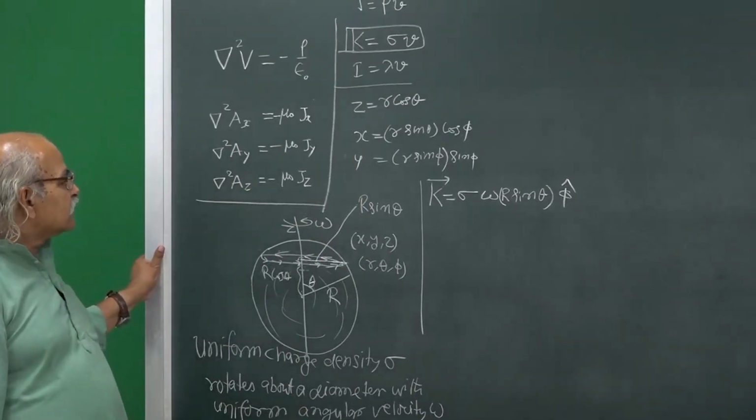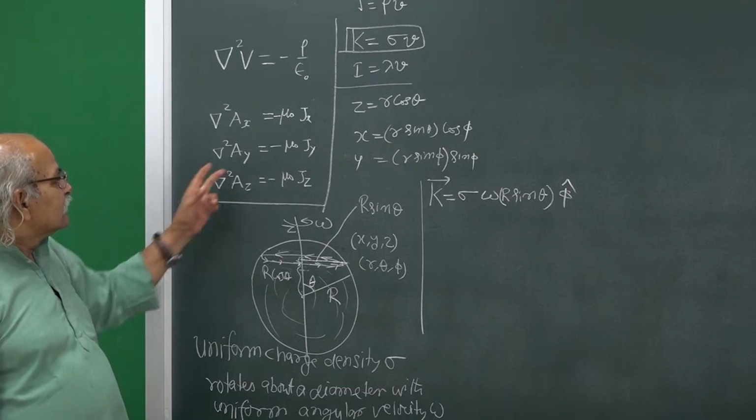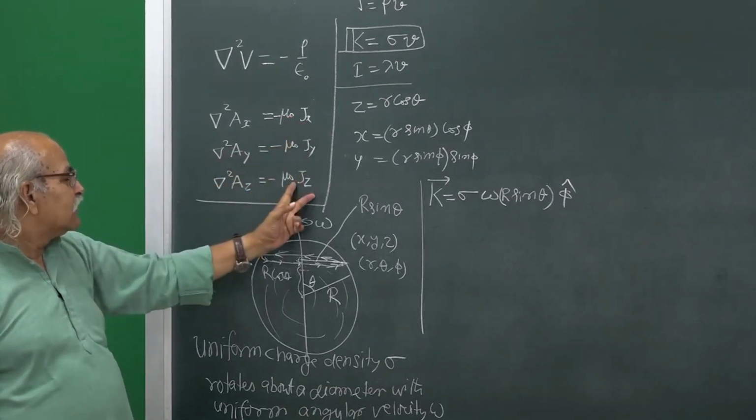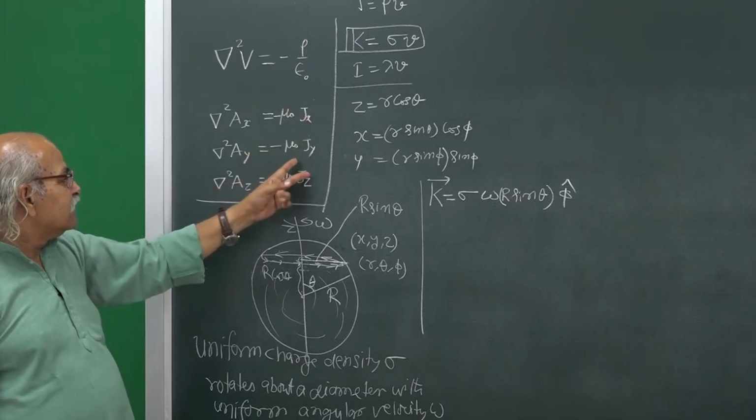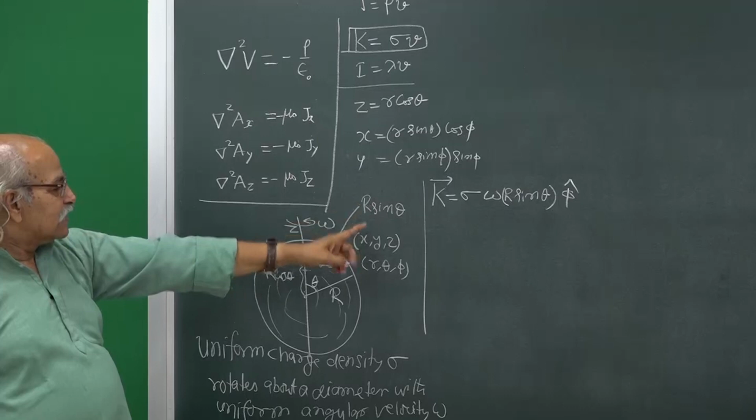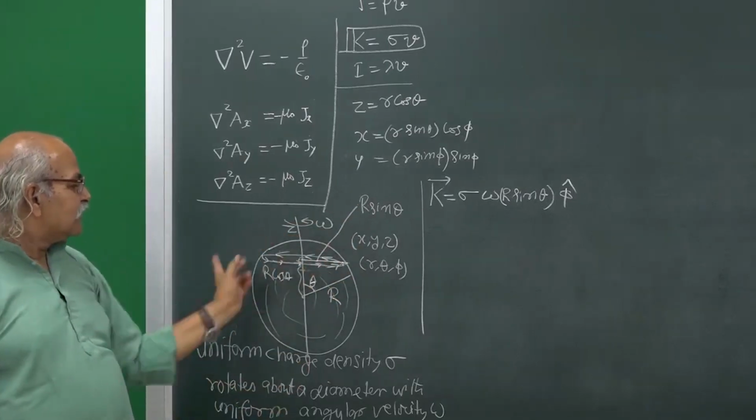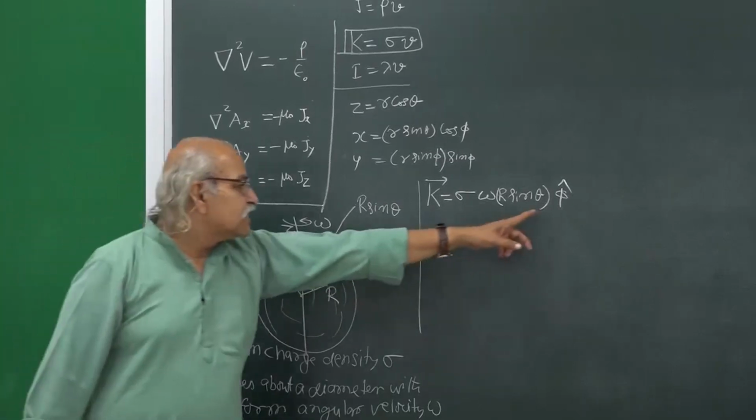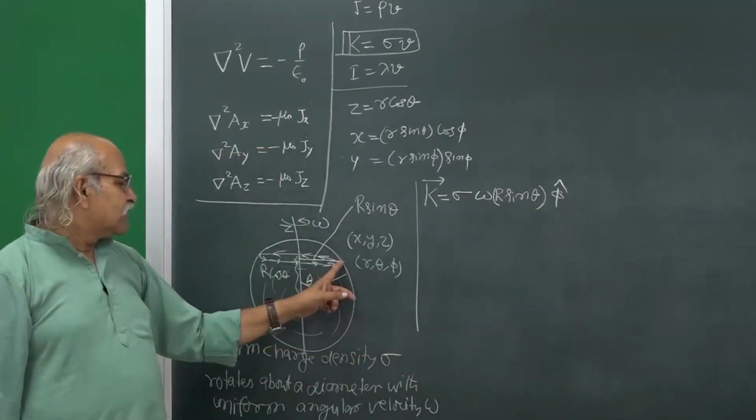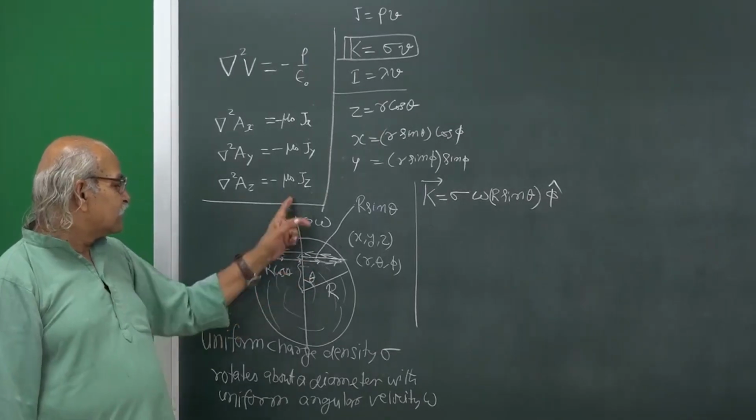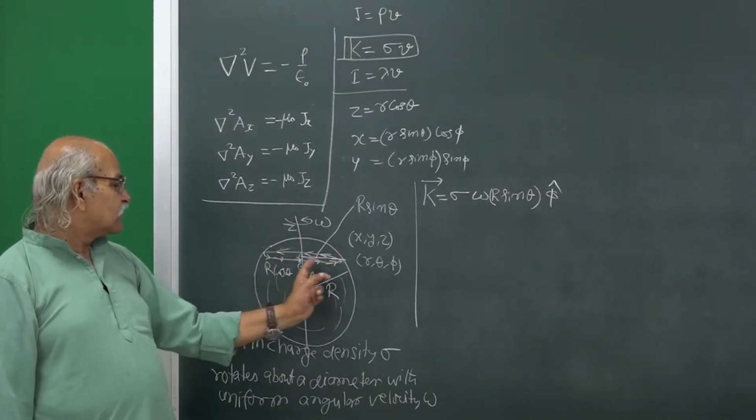Our first task is to write the x component, y component and z component of this current density, so that we can use these equations. So, what is the x component, what is the y component, and what is the z component? The z component is 0 because of this phi cap, the unit vector in this direction.